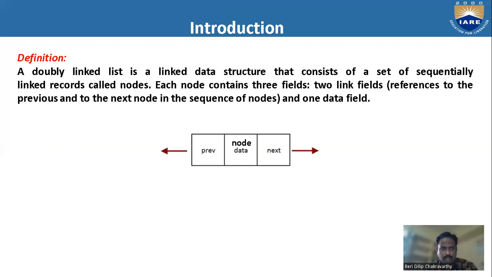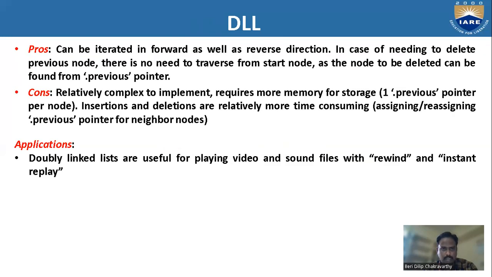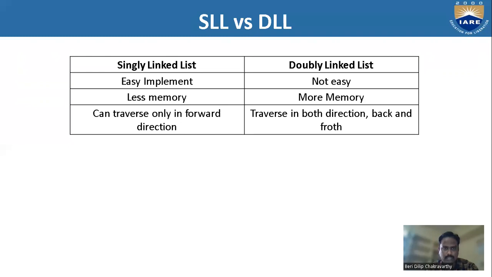Now let's see clearly about this double linked list. As I said, a double linked list consists of two link parts and one data part. Now let's see the difference between single linked list versus double linked list. A single linked list is easy to implement when compared with a double linked list. Why? Because we store only the address of the next node. We are not worrying about the previous node and how they are connected.